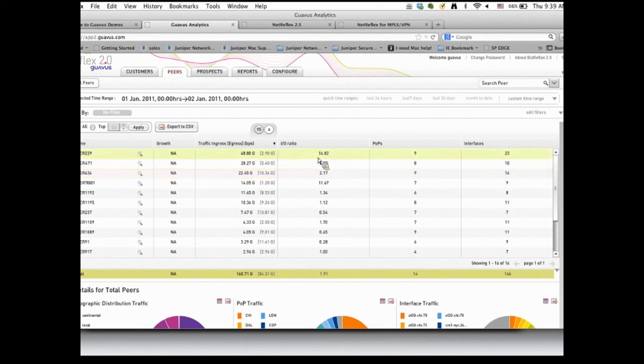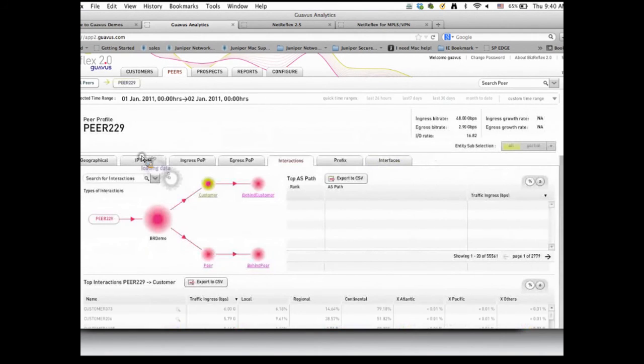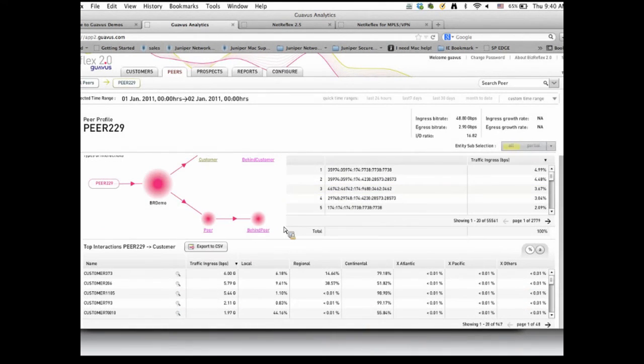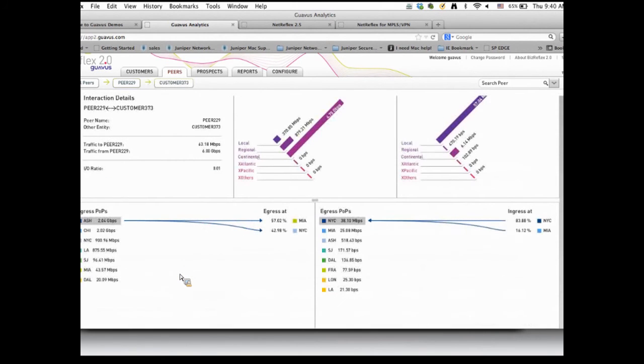Now, in this scenario, this is already pre-sorted, where you see peer 229 is actually having an IO ratio of 16.82 with this particular carrier, and he's actually sending about 48.80 gigs of traffic. And why is that interesting? Now we want to drill down further. You can actually click on this particular link. You again see the same sort of graph. You see the AS-PATHs, etc. And further, what you could do is you can pick one of the top customers and you can drill down further. I'll explain where I'm going with this.